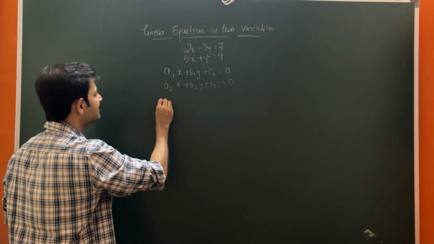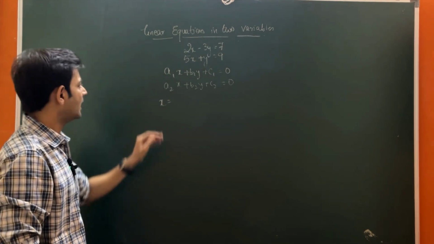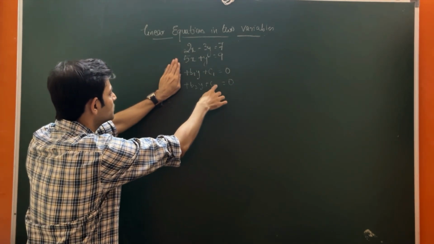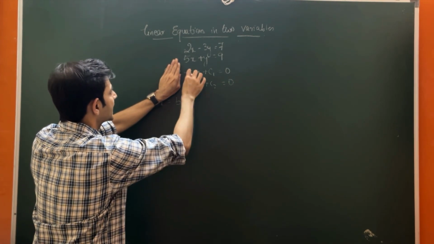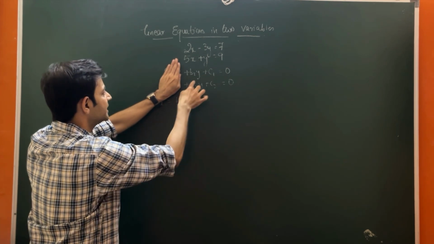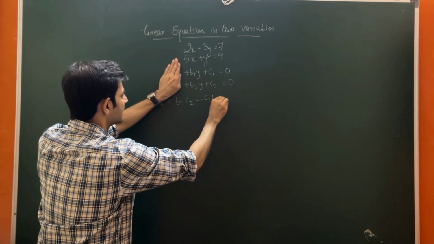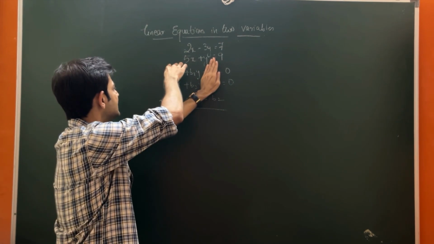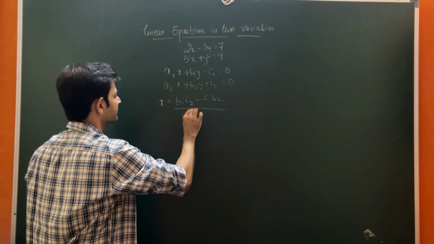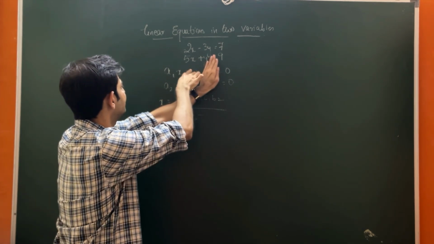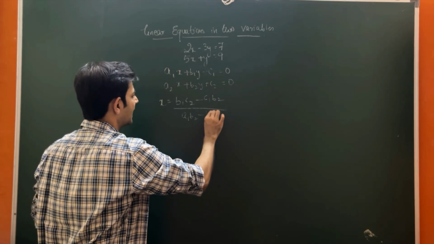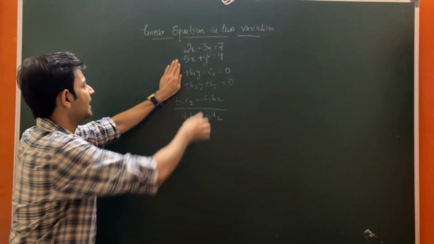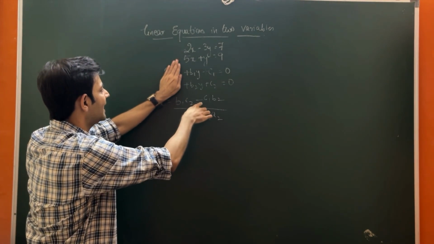So now, when I'm supposed to find the value of x, what I'll do is I'll hide x. So I am left with b1 into c2 minus c1 into b2 upon, for the denominator we just hide the constant, so it is a1 b2 minus b1 a2. I repeat, for finding x we just hide the variable x and we use b1 c2 minus c1 b2.